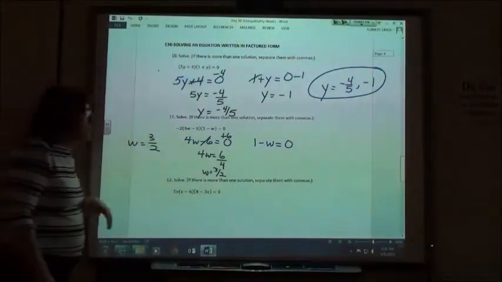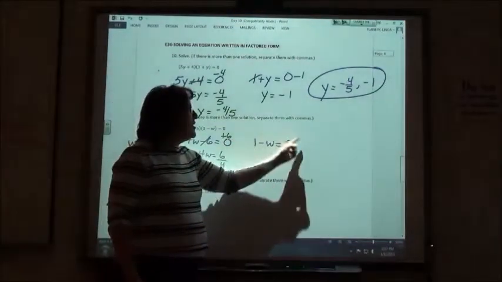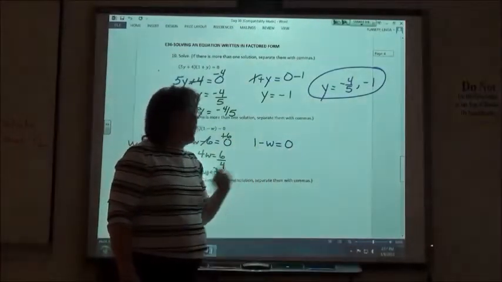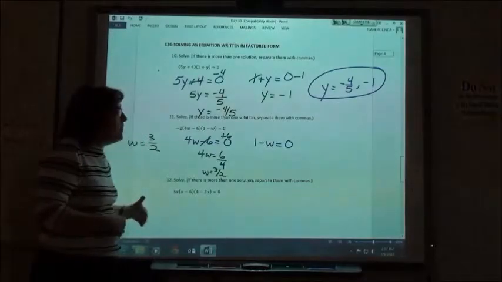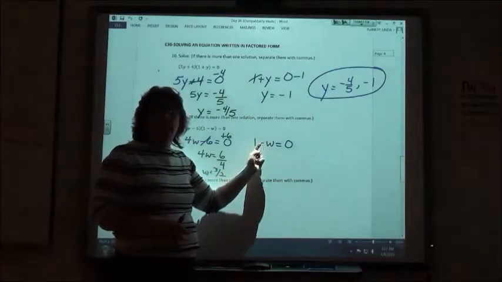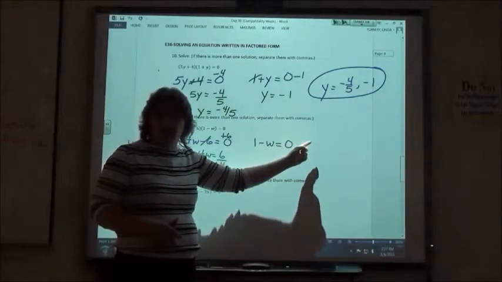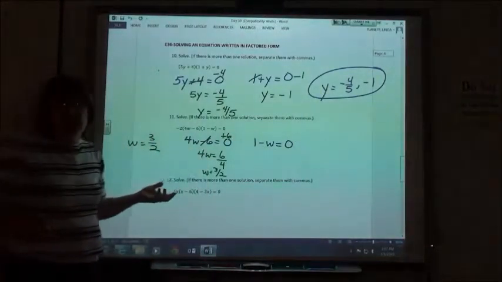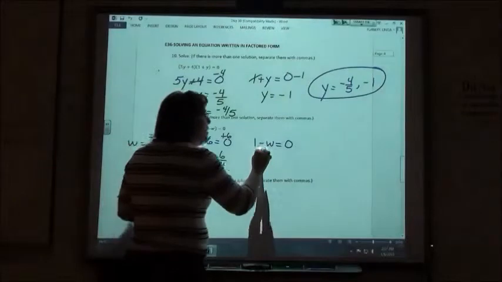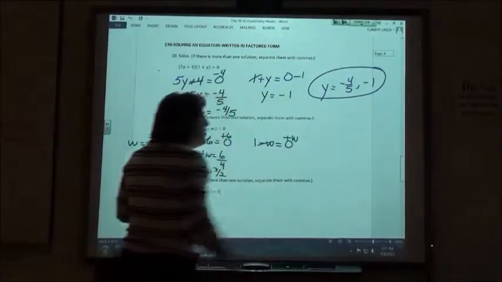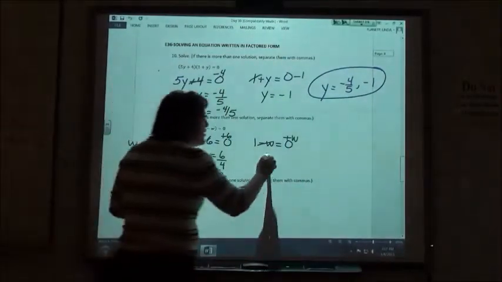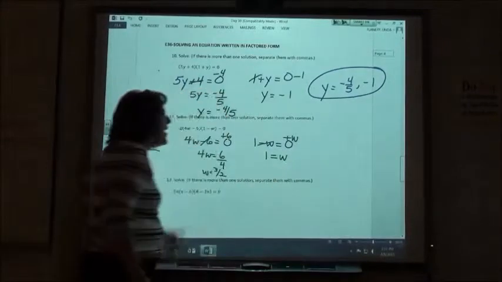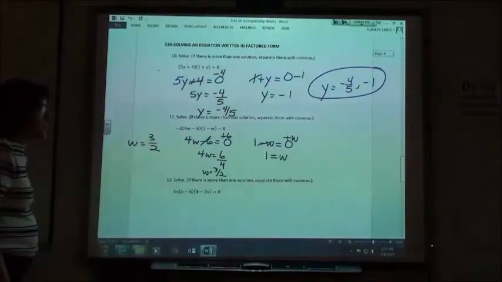On the other one, you could minus the 1 first, but then you end up having to divide. If you happen to recognize on this one that it's easier to move the w than move the number, it's a shortcut for you. If not, it's still going to give you the same answer. I'm going to go ahead and just add my w to make my w positive, so 1 is equal to w, and I already have it solved.